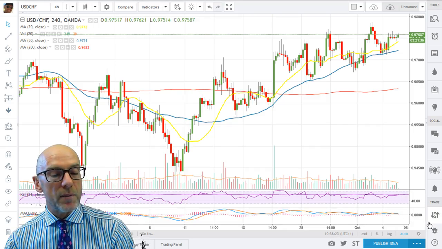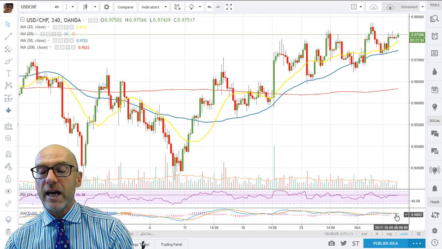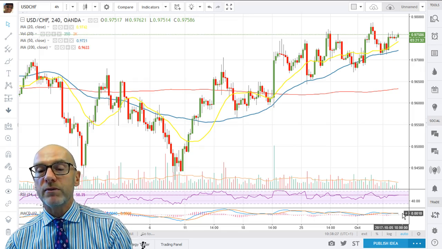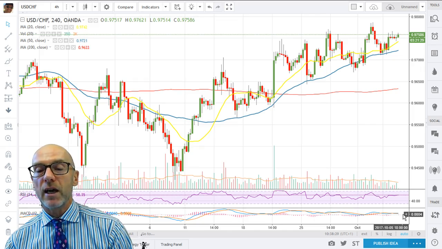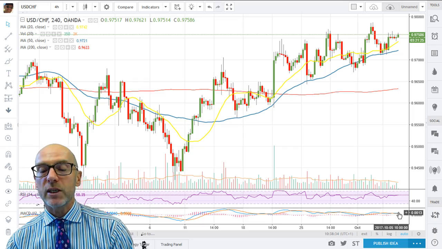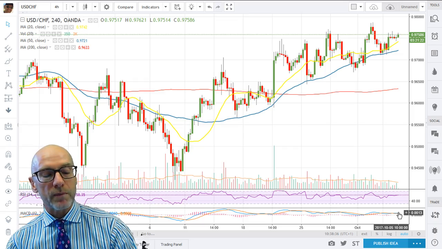MACD, they are just flatlining at the moment, but they are above zero. It'd only take the next 4-hour period to be up, and the MACD would start to tick up as well.